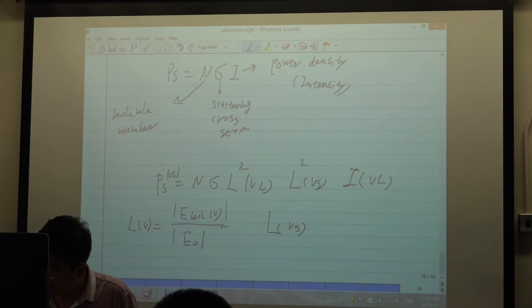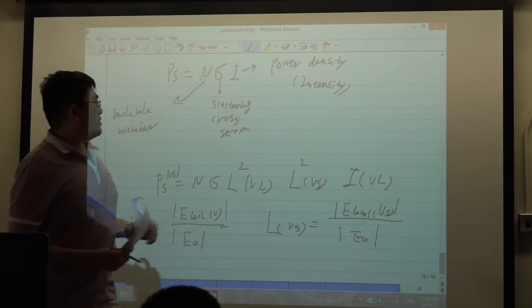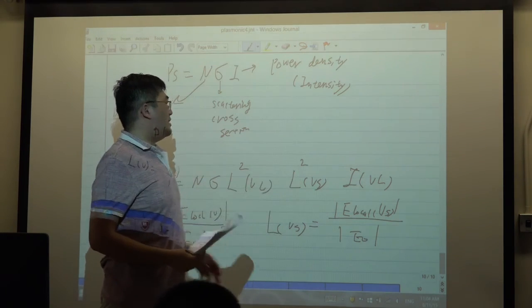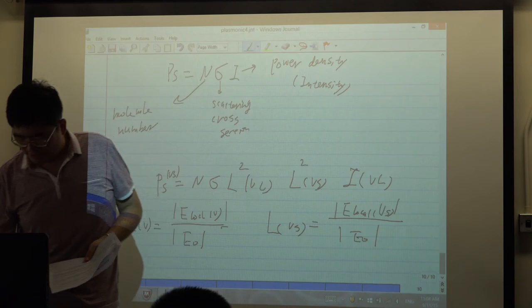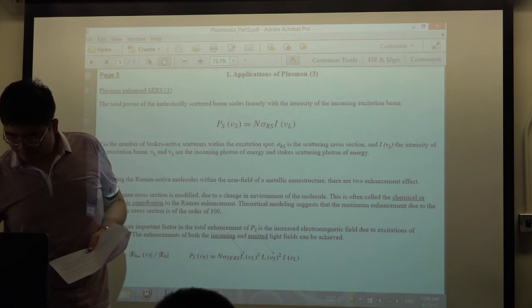LVS equals E local VS over E zero. Similar to... you guys see that they have different frequencies, so they have different... The square becomes an intensity. No, not E field. It's the square. This is the equation.